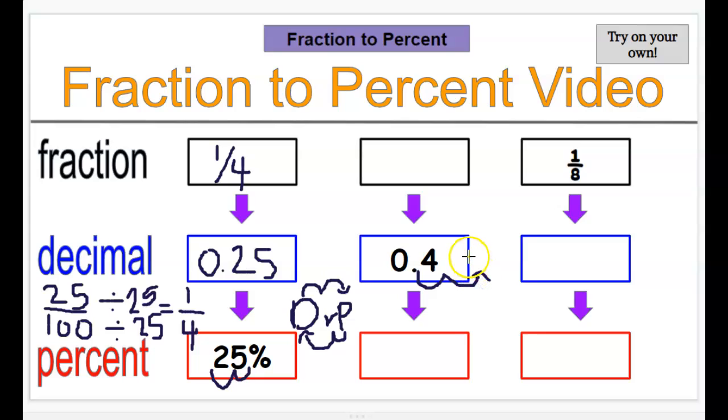Now if you notice, I've got this little space here. So you're just going to put a 0 right there, because 4 tenths is the same as 40 hundredths. It's the same thing, we're just adding an extra 0 in there. So this is 1, 2. So this is actually 40%.